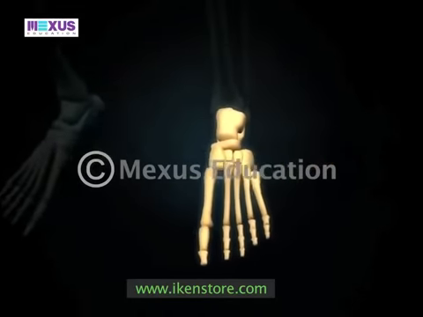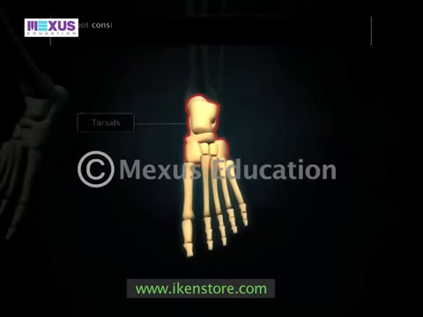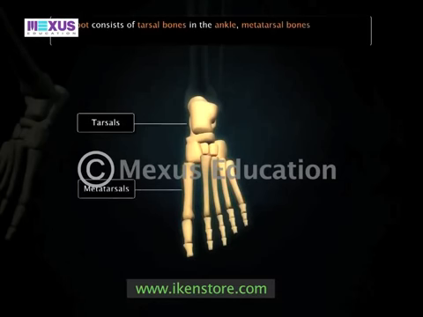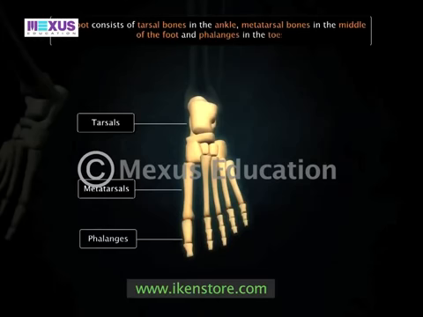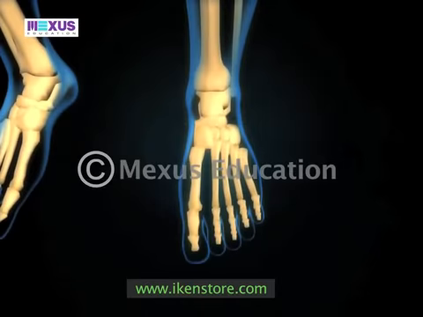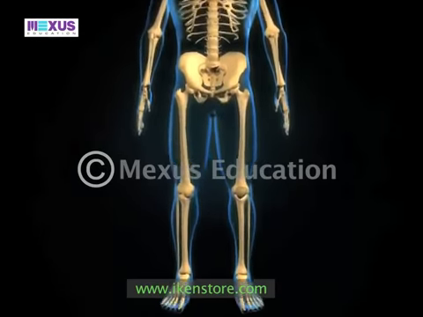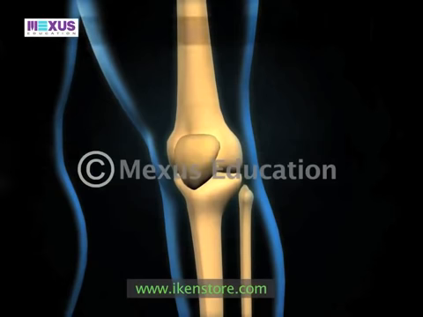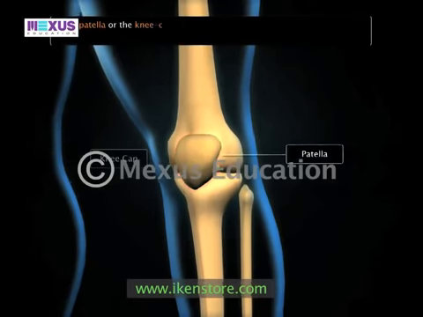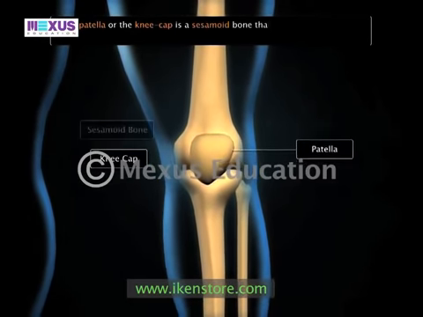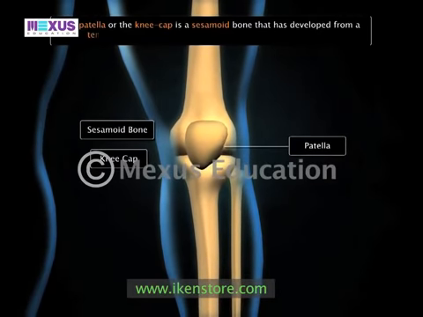In addition to these bones, there are 7 tarsal bones in the ankle, 5 long metatarsal bones in the middle of the foot, and 14 phalanges in the toes of the human foot. However, our hind limbs have an additional bone referred to as the patella or the kneecap. It is a sesamoid bone that has developed from a tendon. The kneecap is joined to the lower end of the femur.